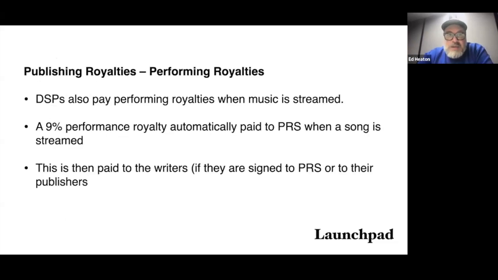As mentioned, DSPs also pay performing royalties when music is streamed. So 9% of performance royalty is automatically paid to PRS when a song is streamed. This is then paid to the writers if they are signed to PRS, or to their publishers. So basically, as a songwriter, you immediately get 9% of the royalty through PRS, which is very nice.